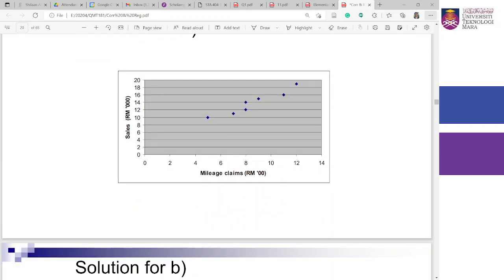So di sini kita dapatkan gambar rajah dia macam ni. So you have the mileage claim, and then you have the sales. So you can see that there is an increasing trend, right? So the higher the mileage claim, the higher the sales. Baik, so that is the relationship. Okay, so this is the relationship between the mileage claim and sales based on the scatter diagram. And based on the scatter diagram itself, you can see that there is a positive relationship between the mileage claim and also the sales of the salesman. Alright, so that is the situation.